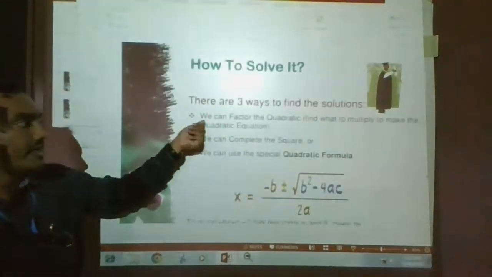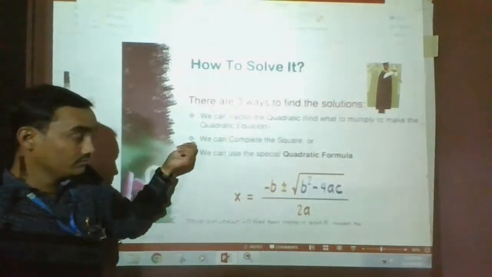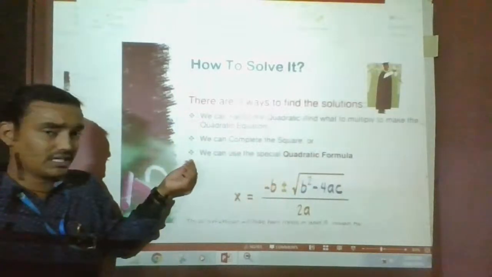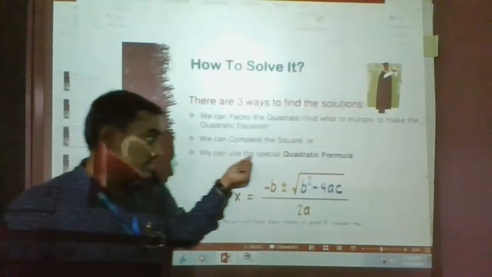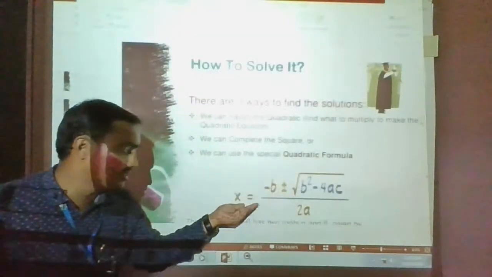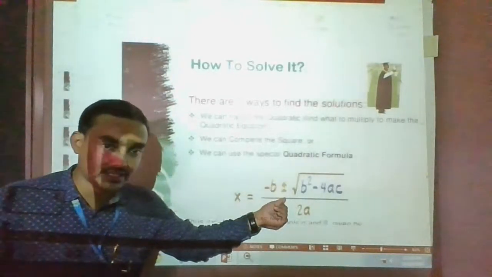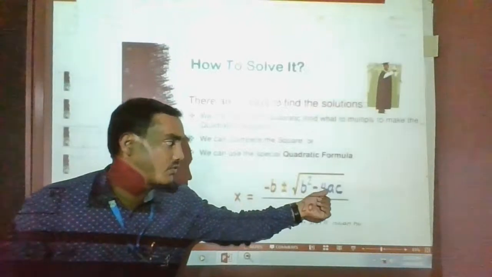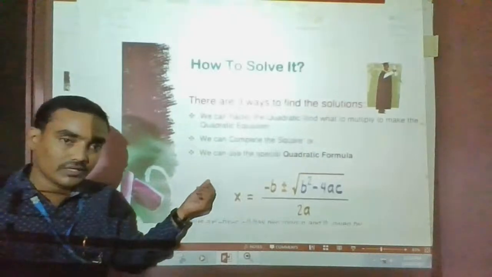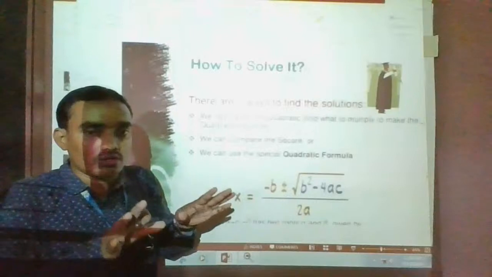First one is we can factor by using the factorization method. Second one is by completing the square method. The third one is very interesting, the special formula, that is the quadratic formula. The formula is given here. See, x is equal to minus b plus or minus root b square minus 4ac divided by 2a, where a is the coefficient of x square, b is the coefficient of x, and c is the constant.